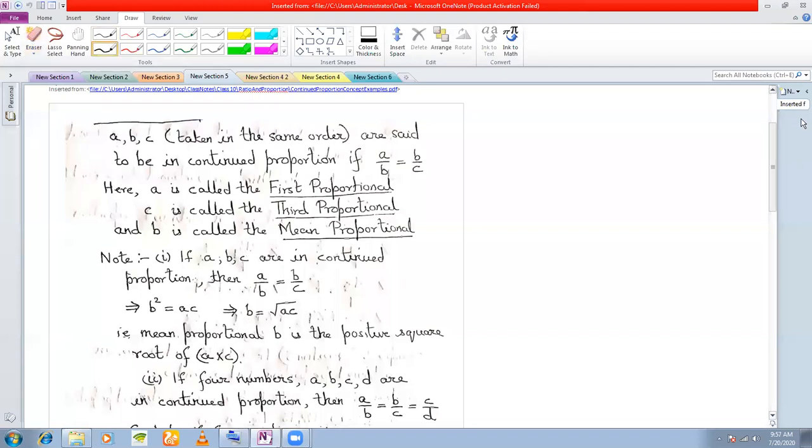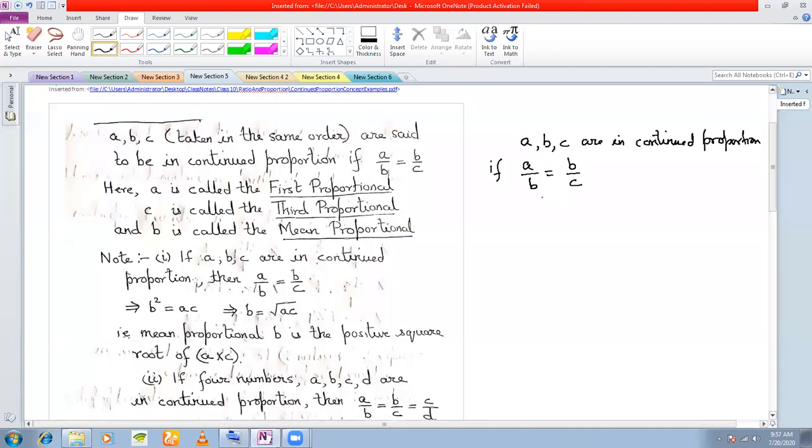What do you mean by continued proportion? I have three numbers A, B, C. A, B, C are said to be in continued proportion if A by B is equal to B by C. That is A is to B is equal to B is to C. Remember the definition: A, B, C are said to be in continued proportion if A by B is equal to B by C.